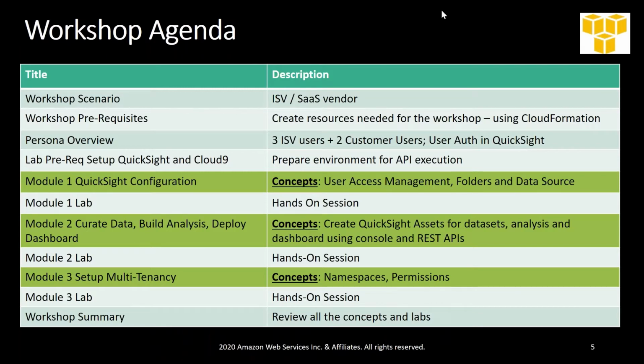The agenda itself is going to go this way. We'll start off with the workshop scenario, and talk about the workshop prerequisites, where we'll be running some CloudFormation. Then this workshop is going to be a persona-based workshop. We'll be assuming 3 different ISV user perspectives. ISV is the SaaS vendor, which is the perspective that we are taking in this workshop. And there will be 2 customer users, and we'll be impersonating all these 5 different users throughout the workshop and executing certain tasks according to their particular job roles.